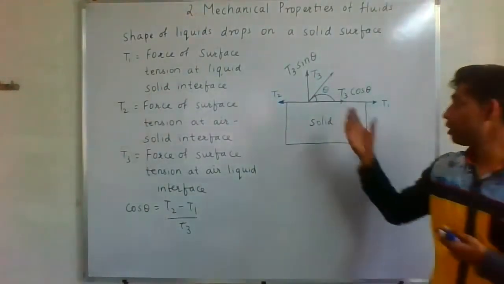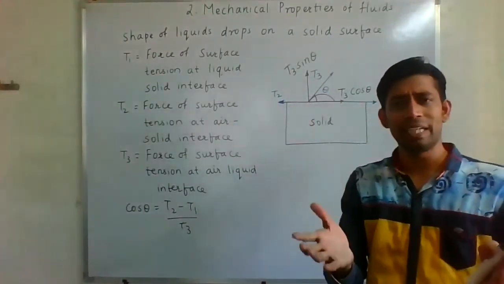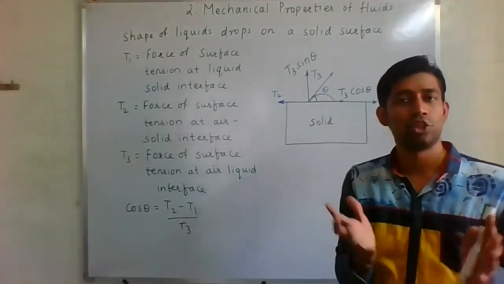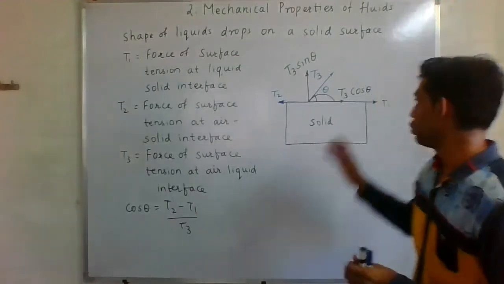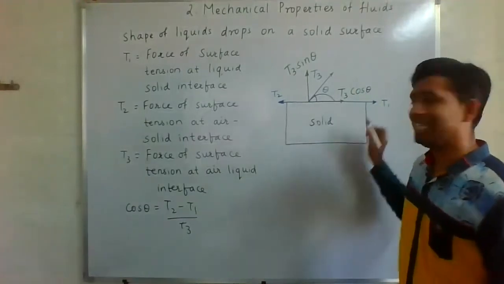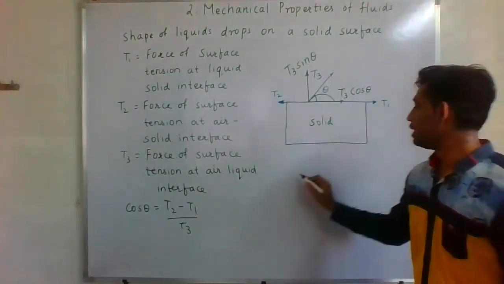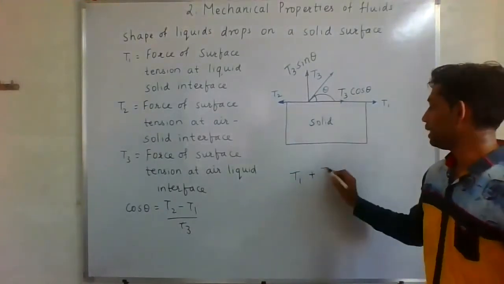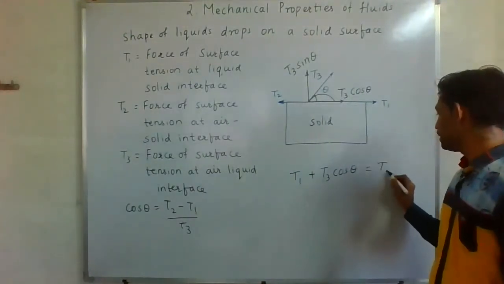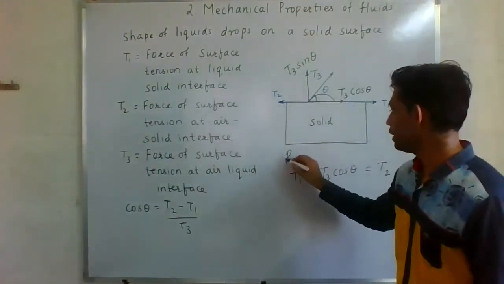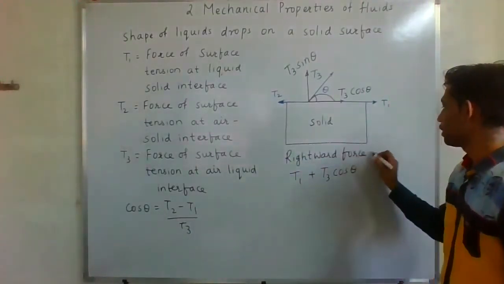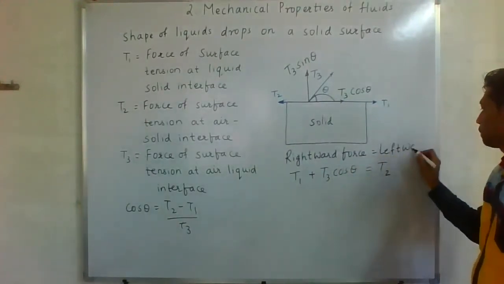Okay. Now, for equilibrium of the drop, equilibrium means stability. It is stable, it is fixed, it will not change. For equilibrium of the drop, the forces should balance each other. Am I correct or not? So rightward force is to be balanced by leftward force. On the right hand side, which forces can you see? T1 plus T3 cos theta, and on the left hand side you can see the force T2. So rightward forces are balanced by leftward forces.